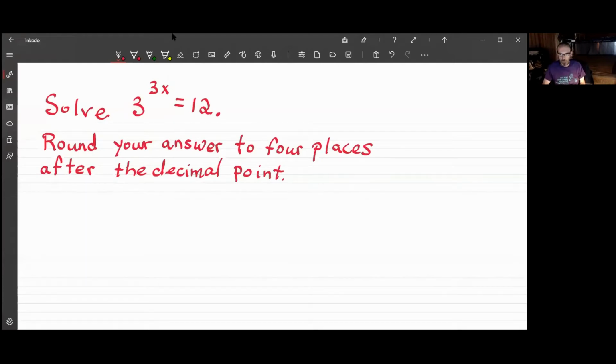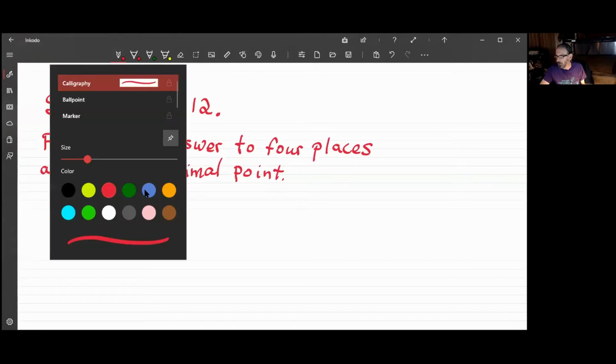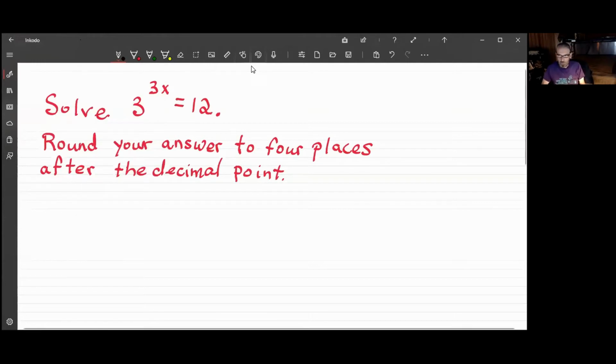Going to use the second option, the second method that I used in a previous video for this one. Since we only have a variable and an exponent when it's applied to a base of 3, I'm going to take the base 3 logarithm of both sides. I can do that because y equals log of x base 3 is a function.